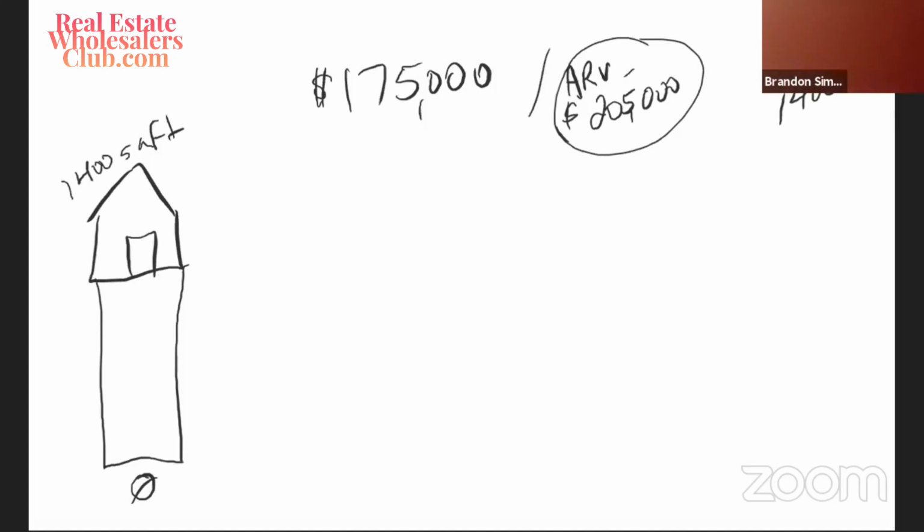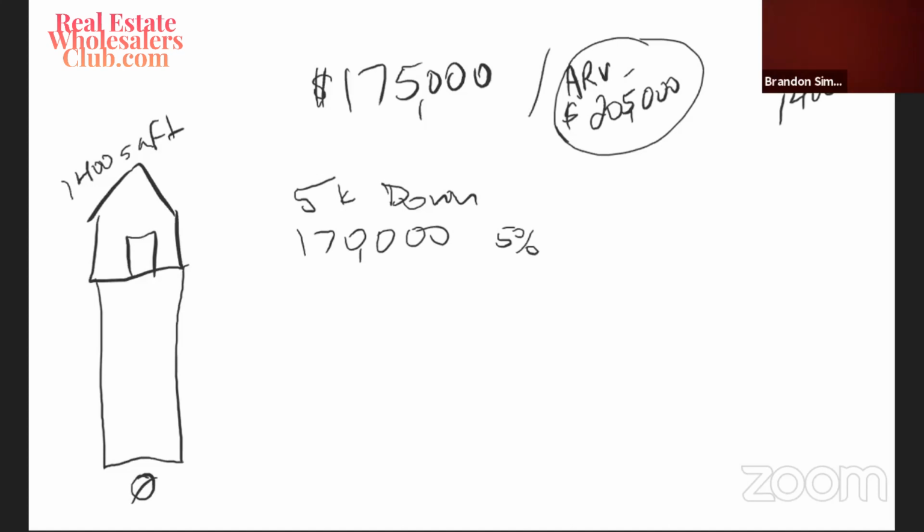So what we did is we gave him his price, 175,000. We gave him 5K down, which gave me a loan amount of 170,000. And we did this at 5%. So if we're doing our quick math, let's see what that looks like.